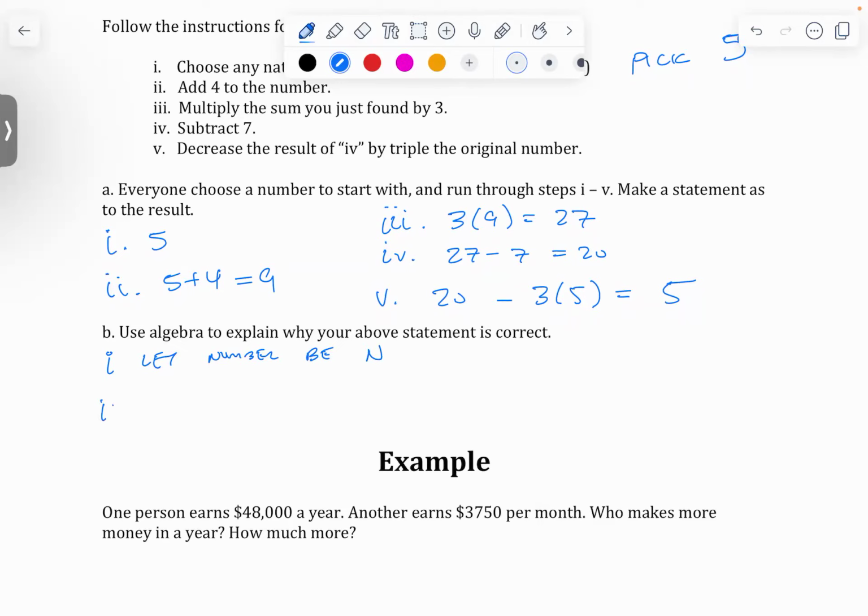Now let's follow the sequence again. Add 4 to the number, n plus 4. Multiply the sum you just found by 3. That means 3 times n plus 4. Doing a little bit of algebra, when you have 3 times parentheses, if you recall, this is called distribute. I call this rainbow. You rainbow that 3 in to multiply it across both values within the parentheses. That becomes 3n plus 12.